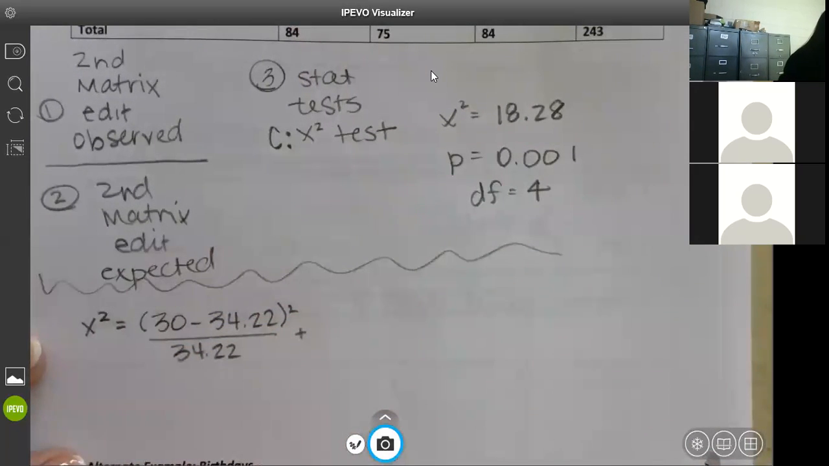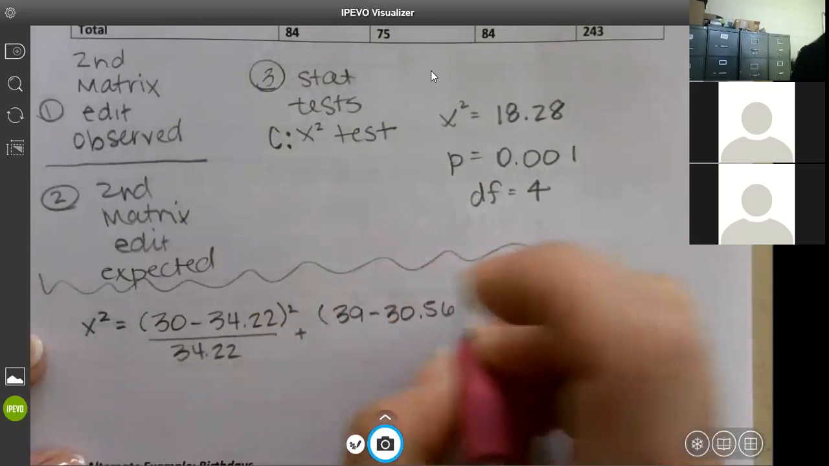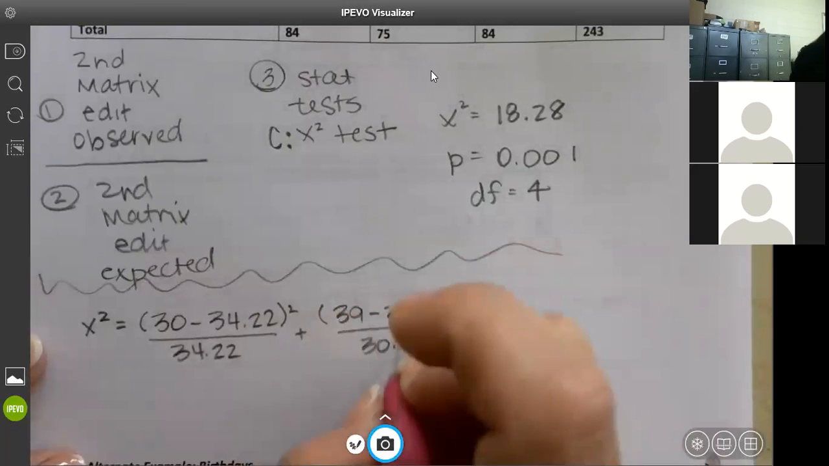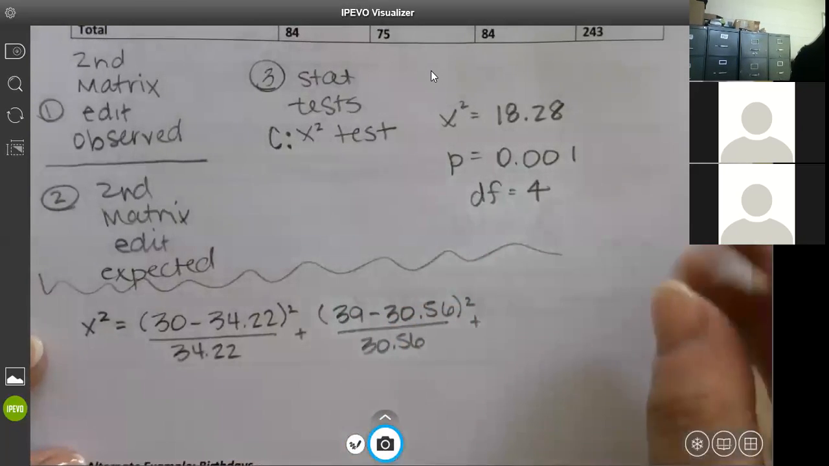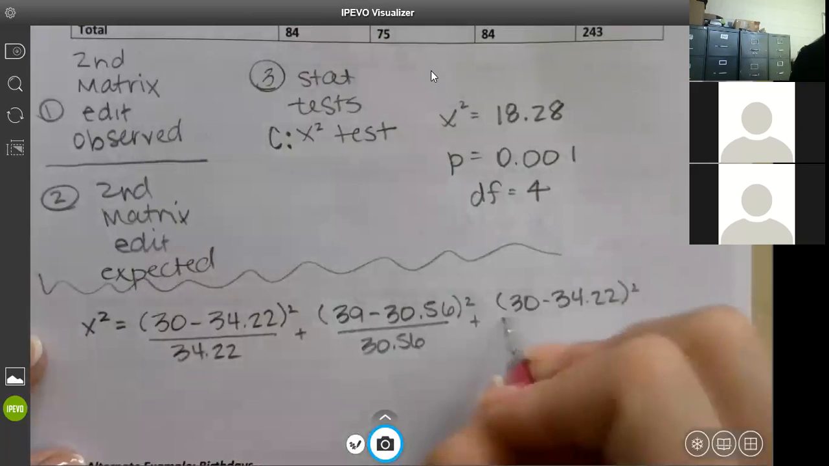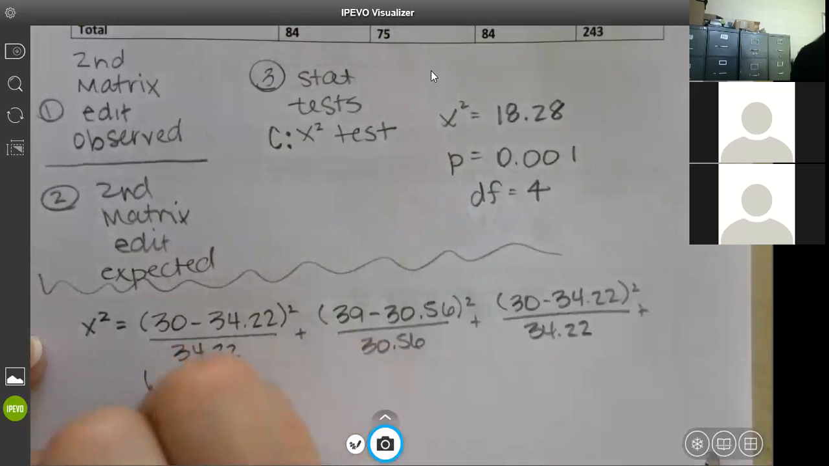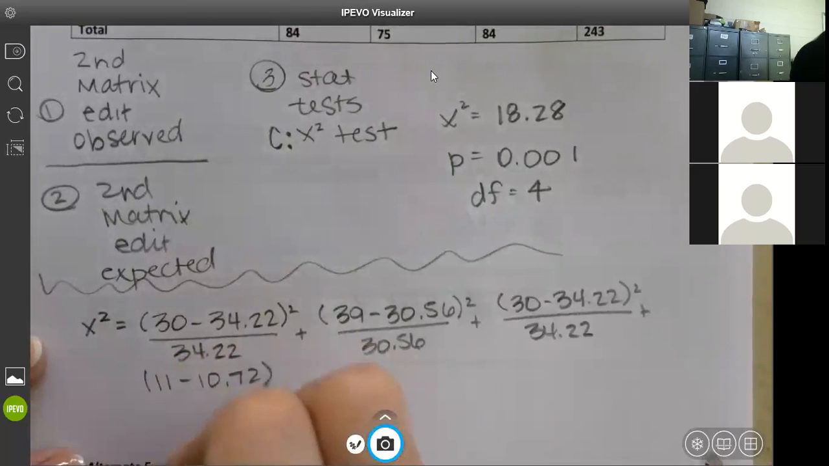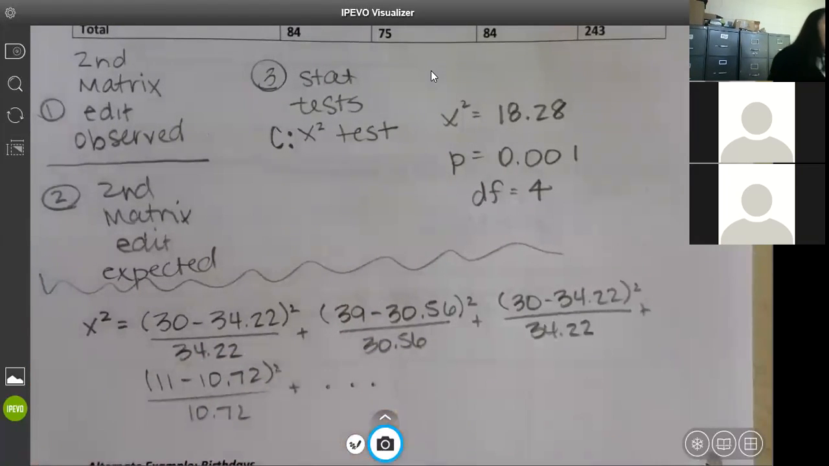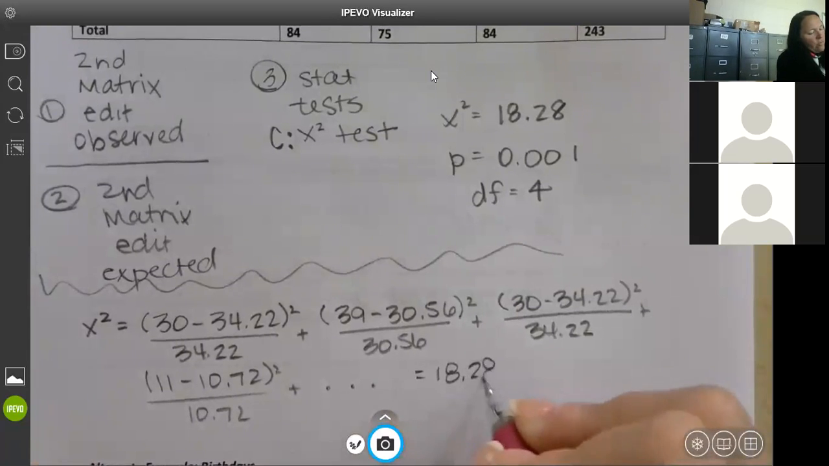It does not matter what order you go in. I just always go across. My observed was 39. My expected was 30.56 squared over 30.56. And across the top again, 30 minus 34.22 squared over 34.22. You would go to the next row, 11 minus 10.72 squared over 10.72. And then you would keep going on that row and then you drop down to the third row. It's absolutely ridiculous, but you're still gonna get 18.28.